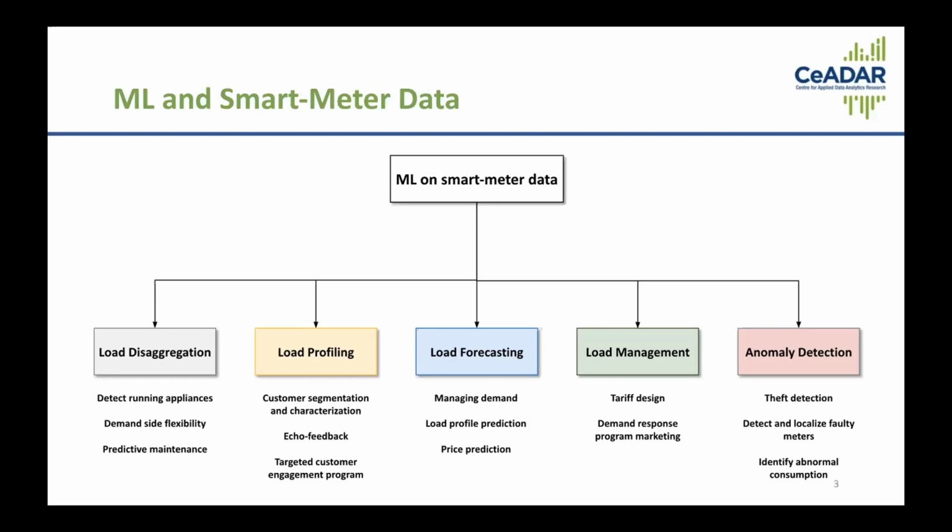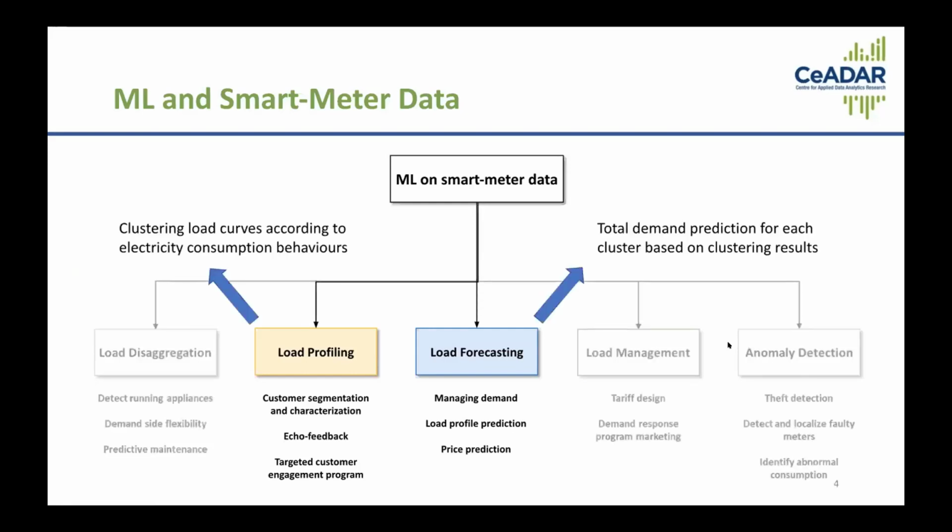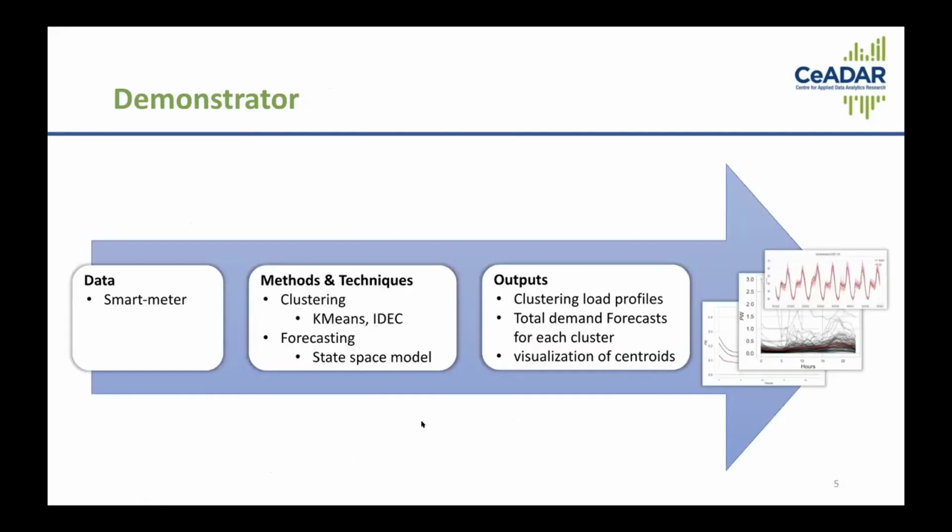In the past few years, there has been plenty of research and work on the application of machine learning on smart meter data in areas like load disaggregation, load profiling, load forecasting, load management, and anomaly detection. But for the purpose of this project, we focus only on load profiling and load forecasting. Load profiling can be used in scenarios like customer segmentation, eco feedback, and targeted customer engagement programs. Similarly, load forecasting can be used in other scenarios like managing demand, load profile prediction, and price prediction.